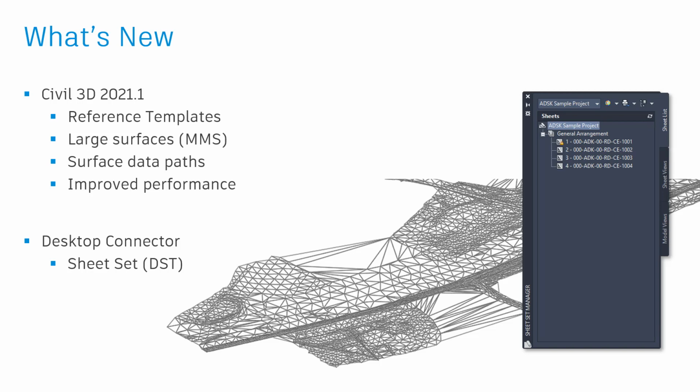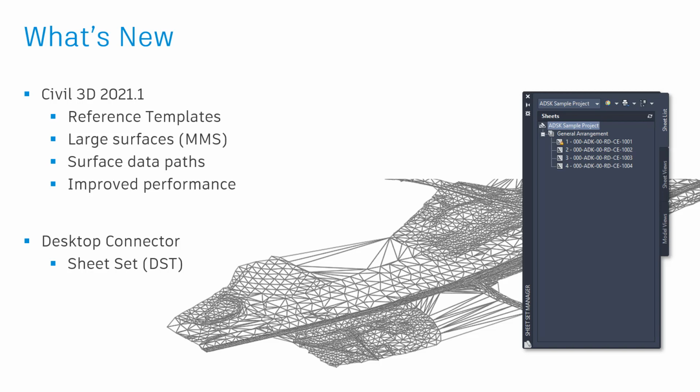So this means that when you're uploading the DST file, it actually uploads all of the related drawings to BIM 360. Opening up a DST file will actually sync or download the related drawings. Opening up a drawing from within inside the sheet set manager will actually lock the drawing.